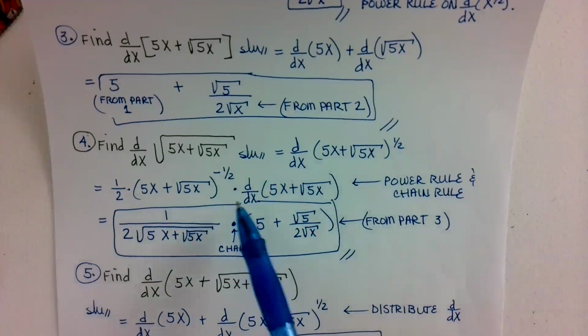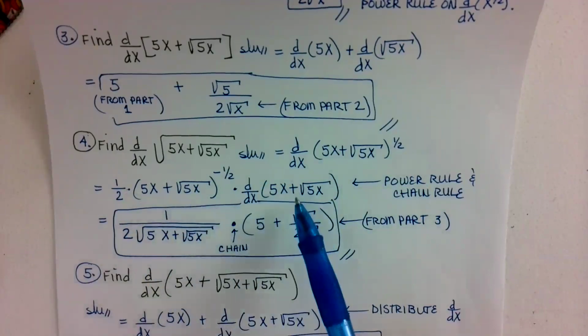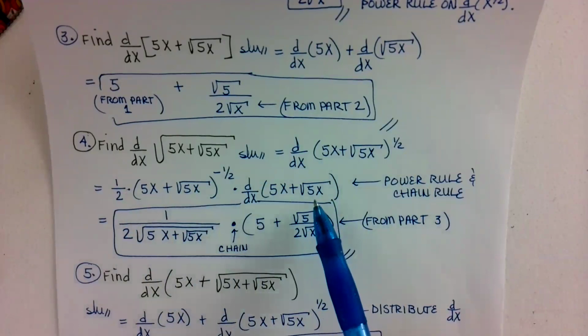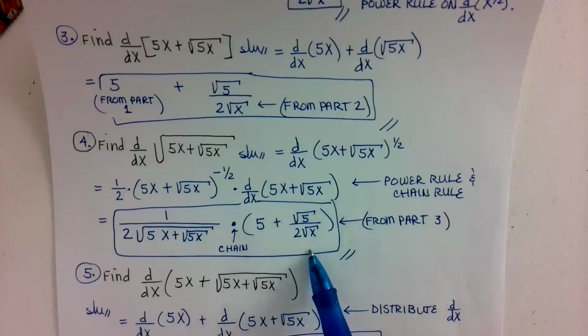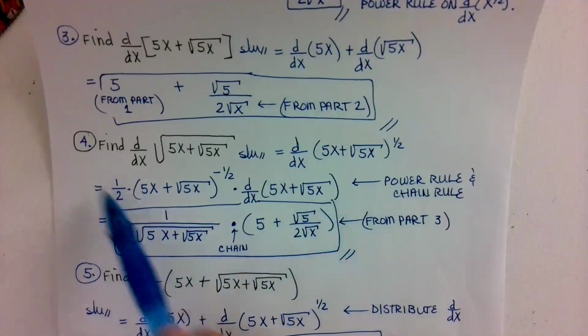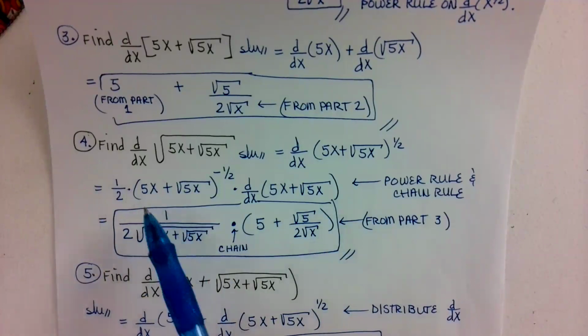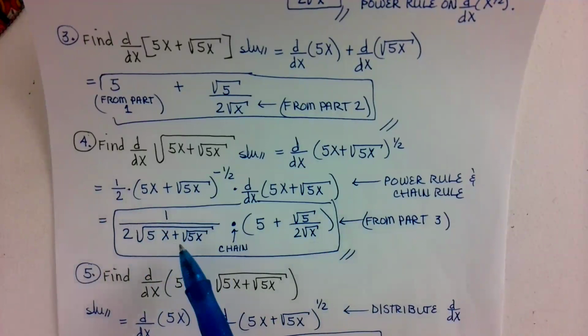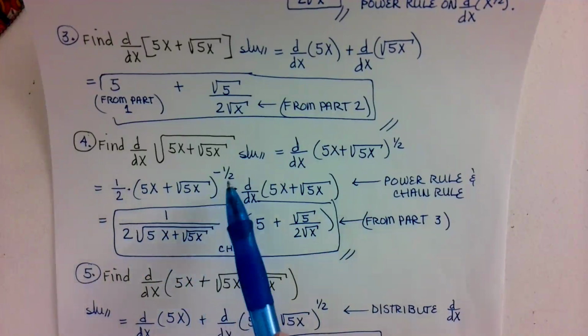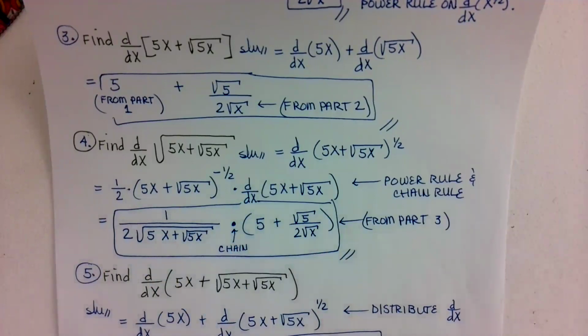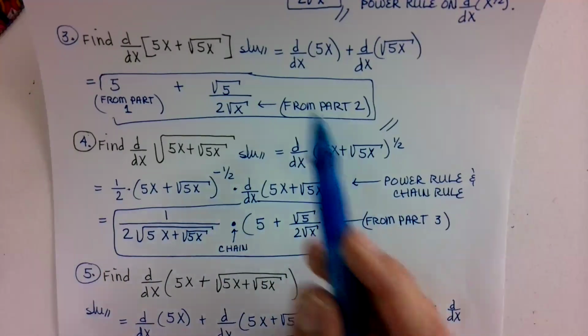You have to hit it with the derivative of the inner function, that's the base, 5x plus the square root of 5x. Well, that's exactly what we did in part 3. We don't need to do it again. It's already done in part 3, so we'll just use it. We'll bring it down here from part 3. So the final answer for part 4 is 1 over 2 times the square root of 5x plus the square root of 5x. This negative 1/2 power, I brought it into the denominator to make it the positive 1/2 power. And I also had the 2 down here in the denominator. And I wrote the 1/2 power as a square root. Then I hit it with a chain, citing part 3 as the source.